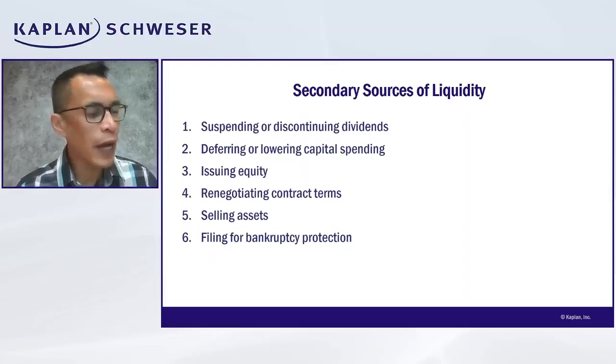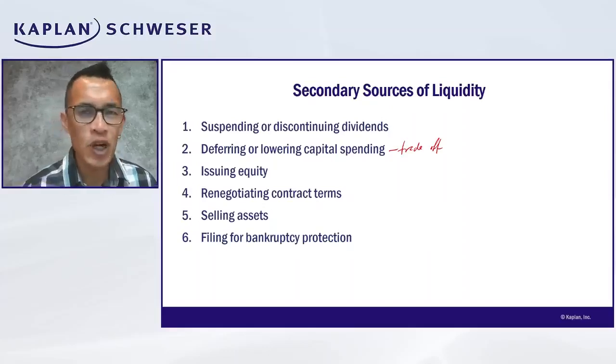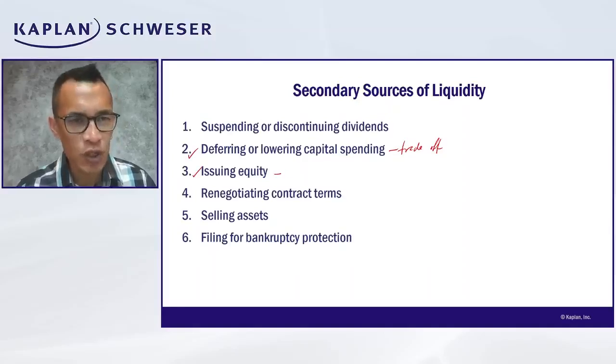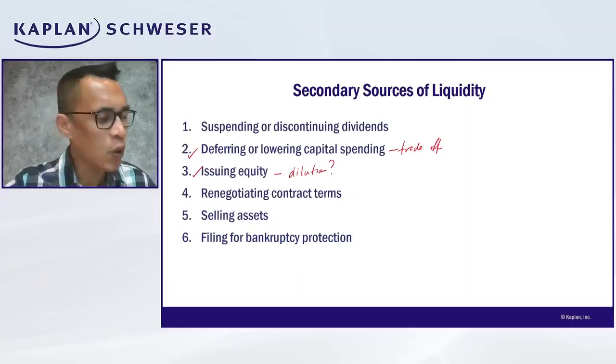As an example, deferring or lowering capital spending could work, but of course that comes at a trade-off. Right? And the trade-off is, of course, possible lost investment opportunities and reduced long-term value. Now, we could also consider issuing equity, but again, there's a trade-off here. The trade-off is the issue of ownership dilution for the shareholders, right?